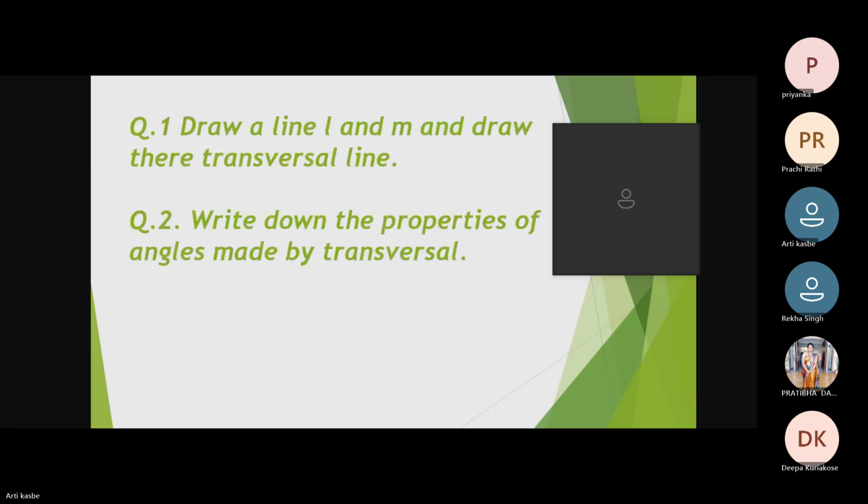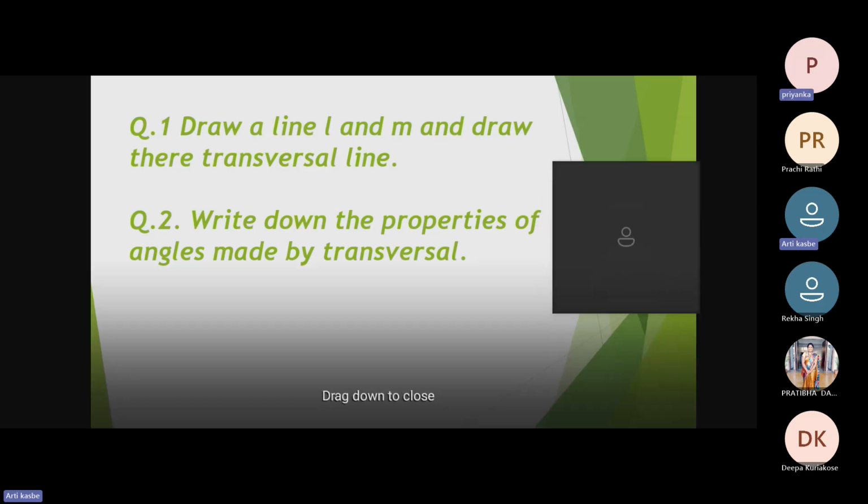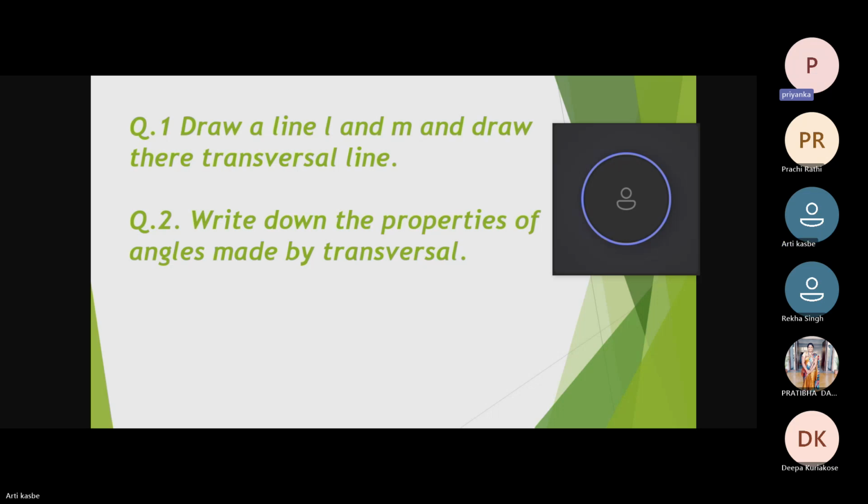Now it's time for homework. First question: draw lines L and M and draw their transversal. Second question: write down the properties of angles made by a transversal. This homework you have to do in your notebook tonight. Okay, all of you understood? Yes, ma'am.